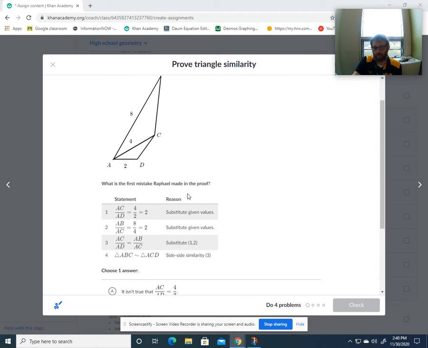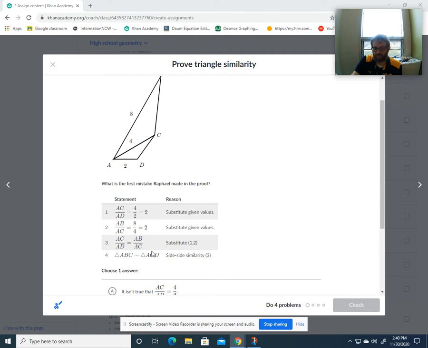Okay, so it's got a proof set up here. It wants to know where Raphael made his mistake. So Raphael says this side to this side creates a ratio of 4/2, which is 2. He then says this side to this side also creates a ratio of 2, and those ratios are the same, all is perfect. And then he says, therefore, the triangles are similar.